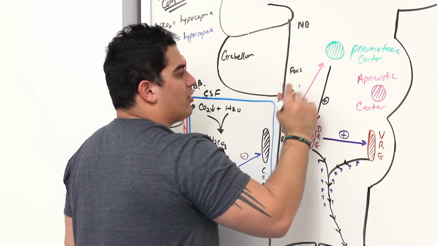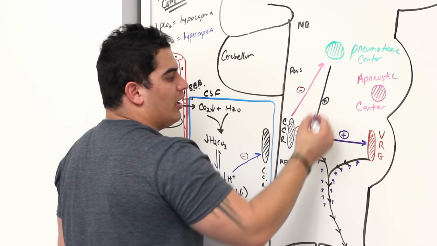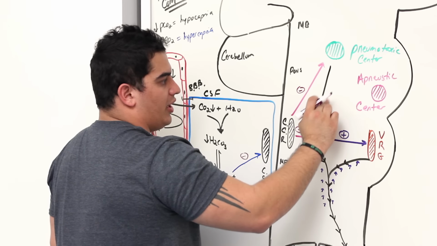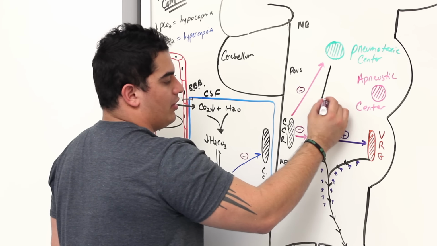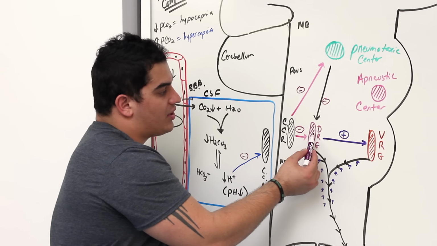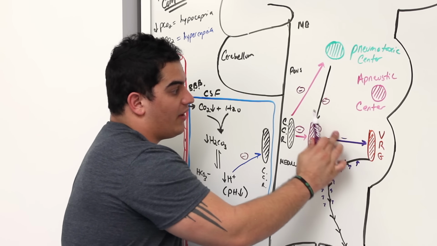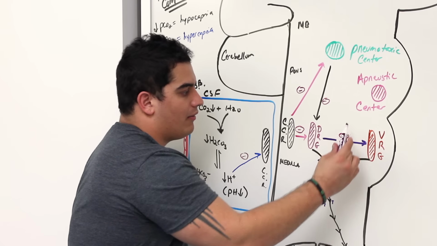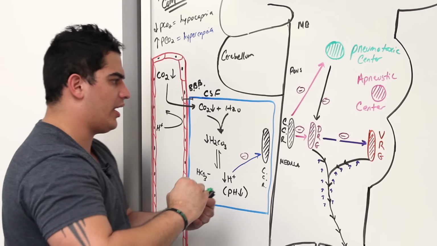So very little signals going to the pneumotaxic center. And this will also affect the DRG, and it won't be sending as many impulses to the DRG. If this is not sending a lot of impulses to the DRG, then the DRG will send very few impulses to the VRG. And you should be getting the point already now.